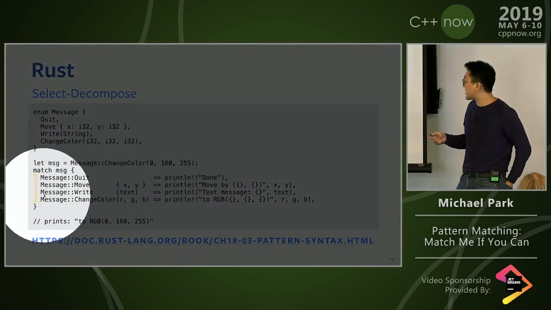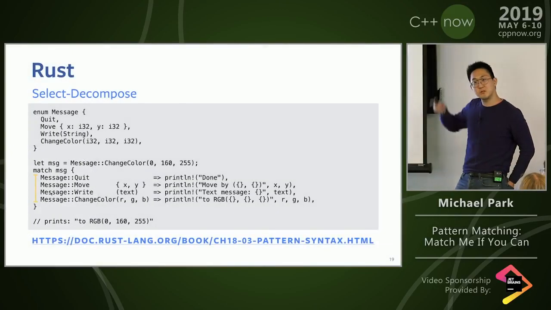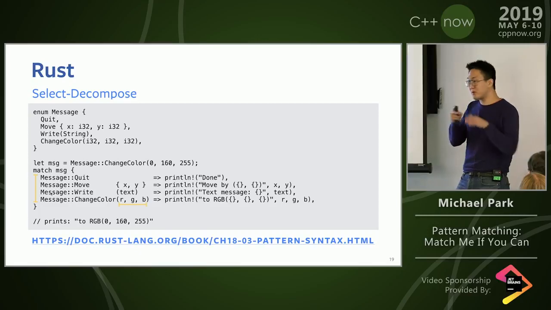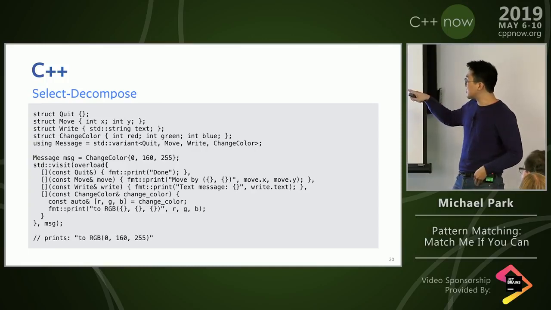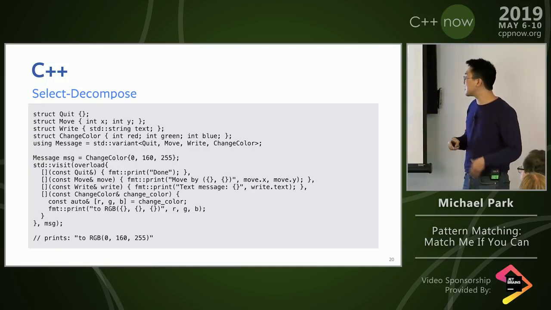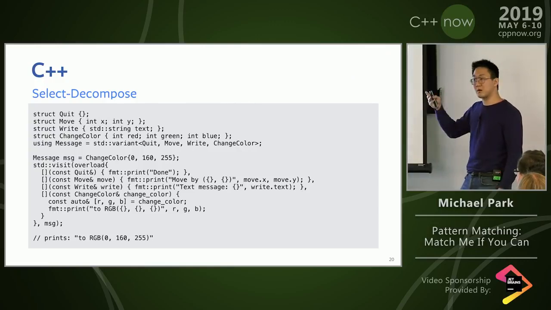So let me point out this axis here is the selection. And then horizontally, we're doing decomposition, right? We're doing that at the same time. Here's what you'd write in C++. Let's do the setup, quit, move, write, and change color, separate types. We pull it together with std::variant. And then we would do a visit on an overload.